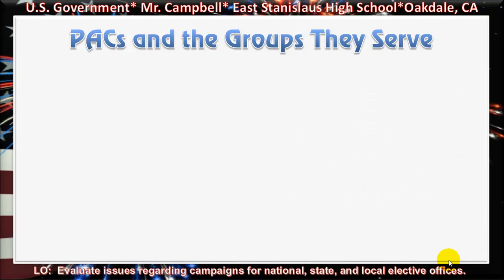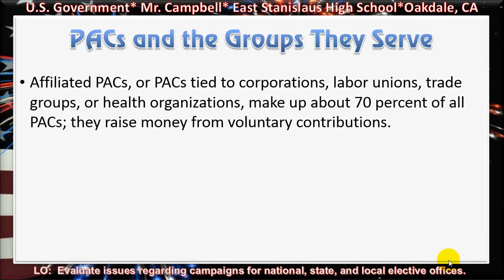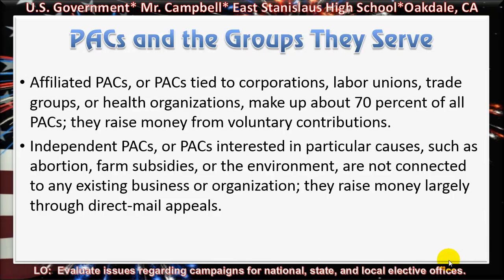PACs and the groups that they serve. Affiliated PACs, or PACs tied to corporations, labor unions, trade groups, or health organizations, make up about 70% of all PACs, and they raise money from voluntary contributions. Independent PACs, or PACs interested in particular causes such as abortion, farm subsidies, or the environment, are not connected to any existing business or organization, and they raise money largely through direct mail appeals.